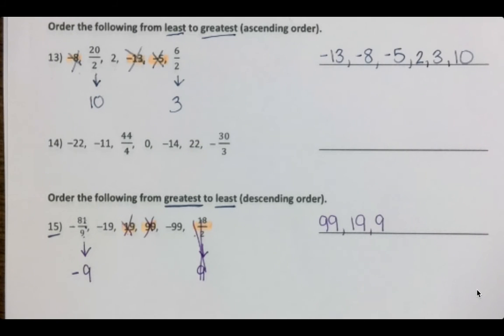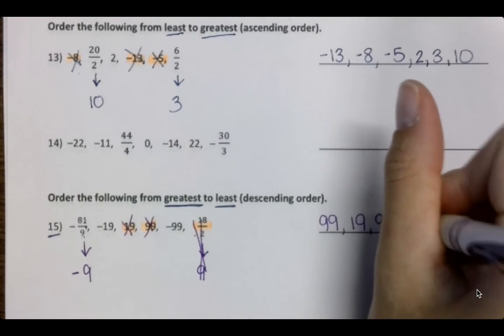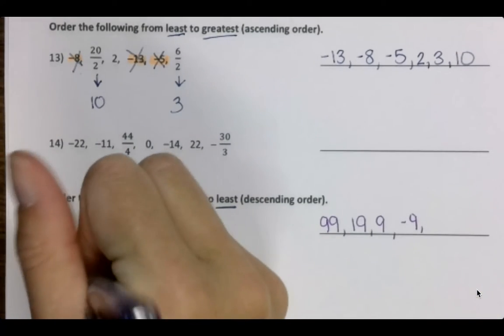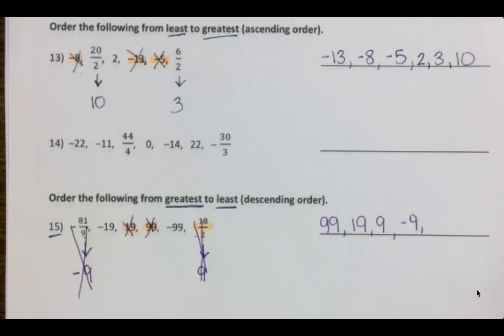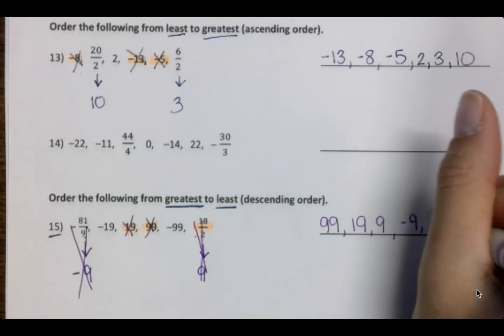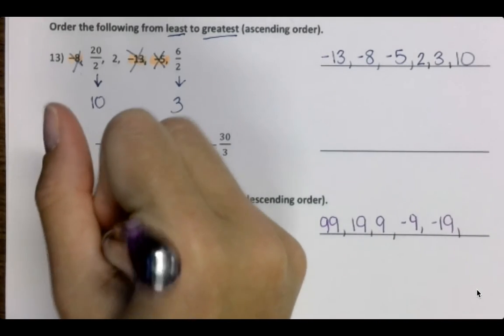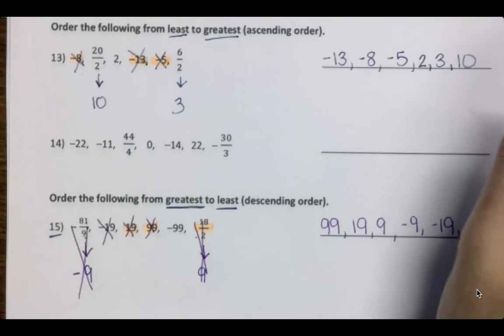Then from there, we're going to do the smallest. So which one would be the least bad to have your bank account say? Negative 9, negative 19, or negative 99? Hopefully you said negative 9. What would be the next worst? Negative 19. And if this is my bank account, I am really not having a good day.